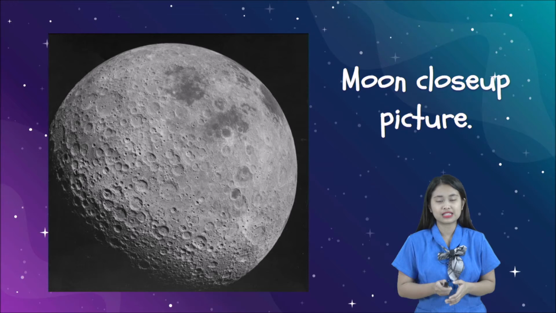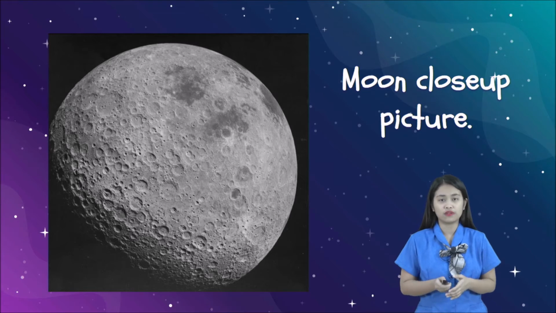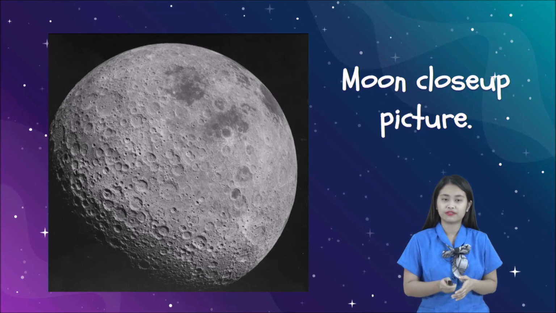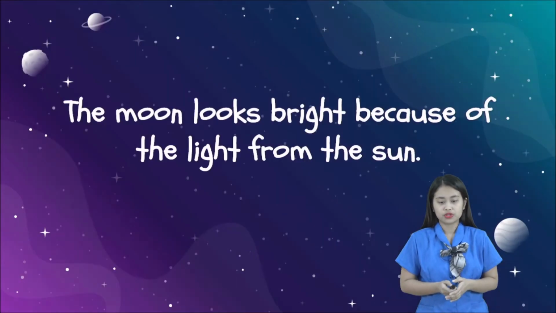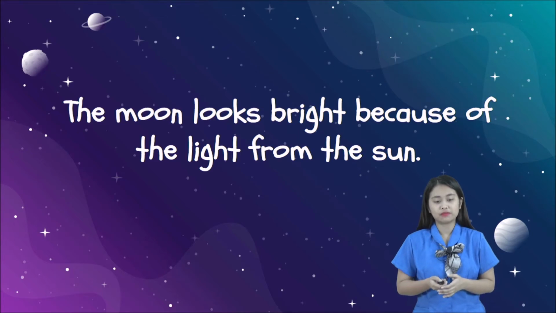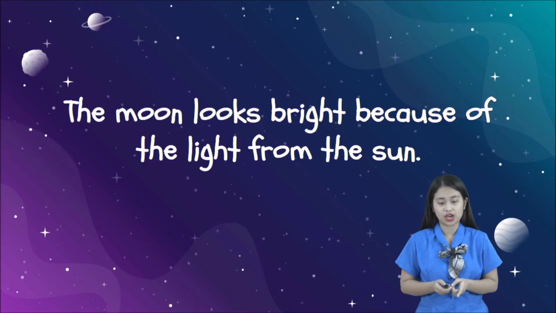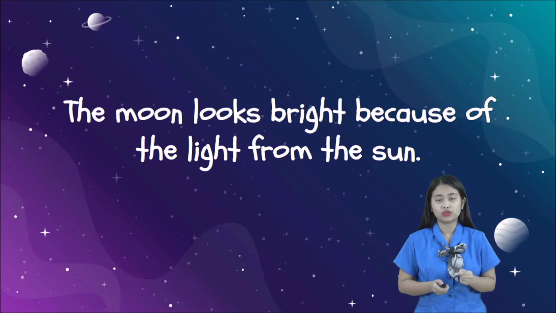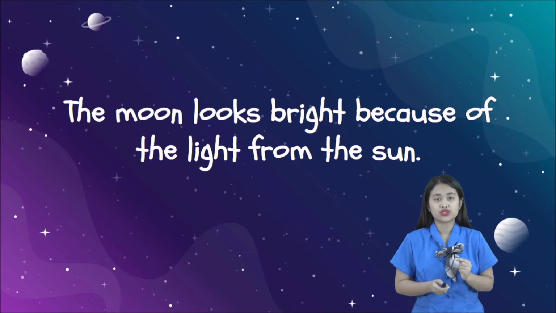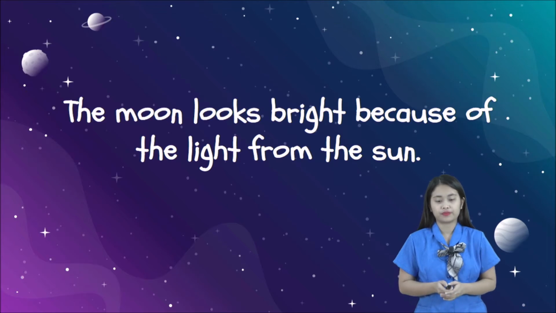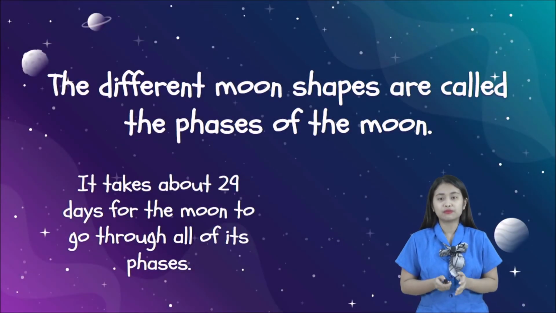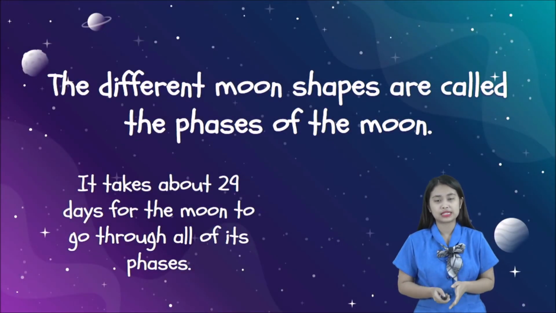The light does not come from the moon. It is the sun that gives off the light, and it reflects on the moon. The moon looks bright because the light from the sun is reflecting on the moon, and it seems so bright, and it seems there is a light there. The different moon shapes are called the phases of the moon.